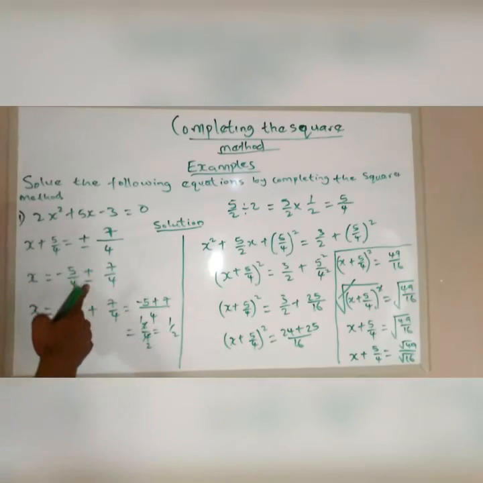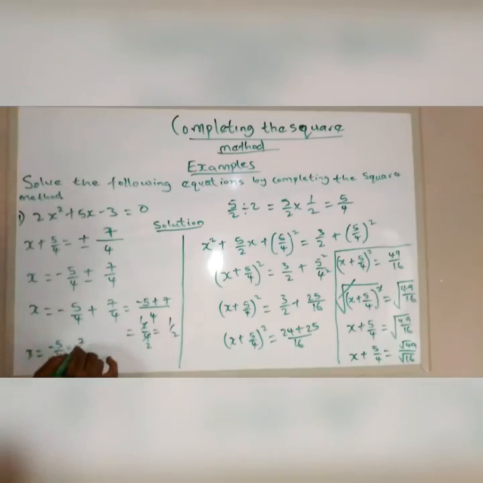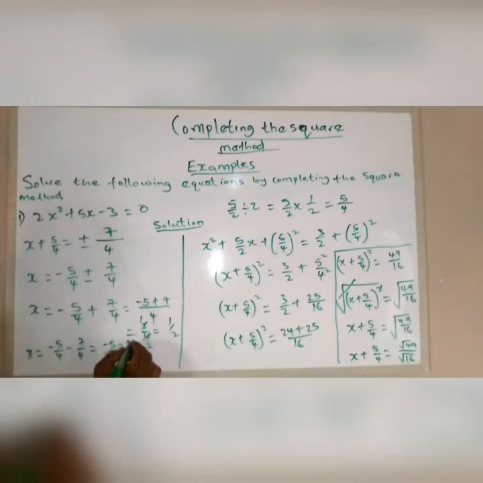Now, let's take minus. When we take minus, x is equal to minus 5 over 4 minus 7 over 4. So the LCM here is what? Is 4. 4 in 4, 1. 1 times minus 5, we have minus 5. The sign here is minus, so you put minus here. 4 in 4, 4. 4 in 4, 1. 1 times 7, that will give us 7.